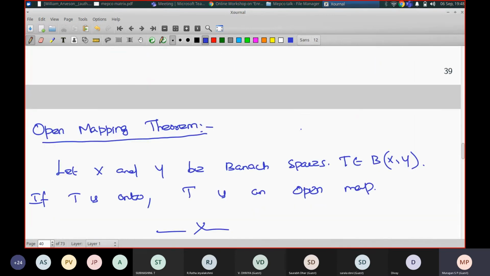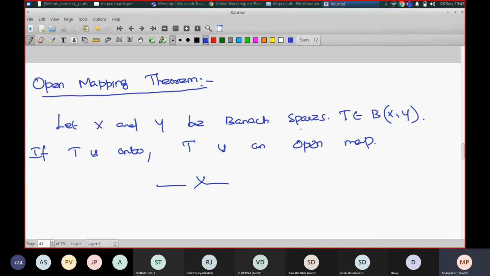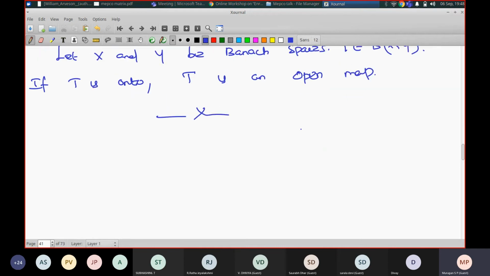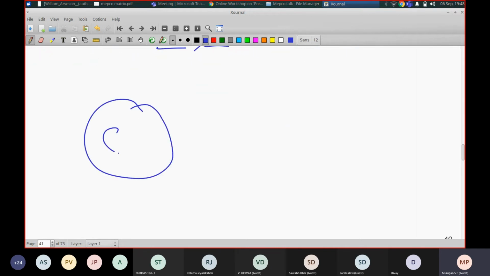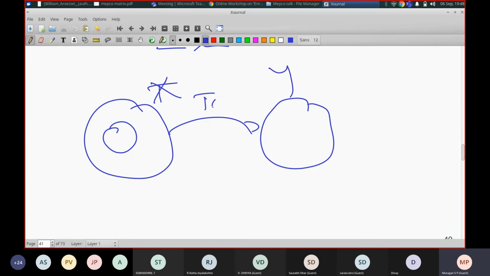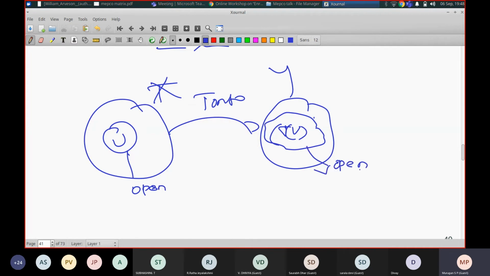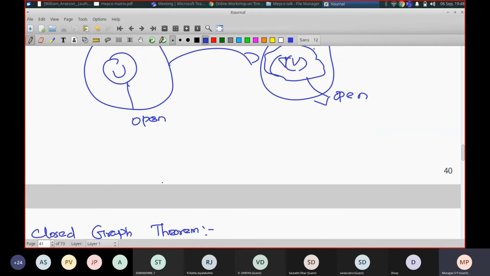The second one is the open mapping theorem. Let X and Y be two Banach spaces, and let T be a bounded operator. If T is onto, then T is an open map. So that means you have a Banach space X, and here is an open set U, and T is an onto map to Y. Then T of U is also some set here, and this is also open. So the image of an open set is open. This is the open mapping theorem.